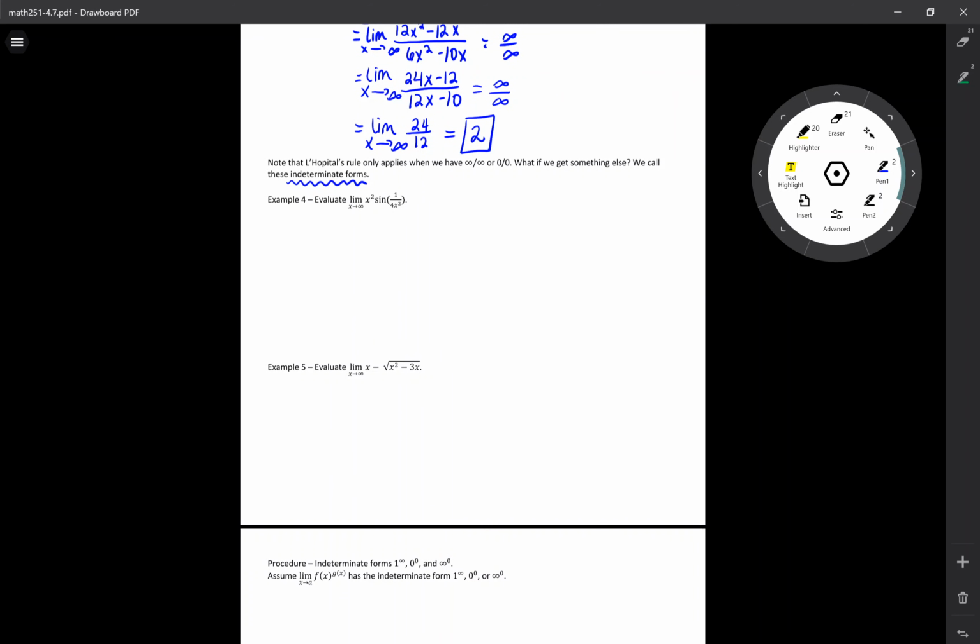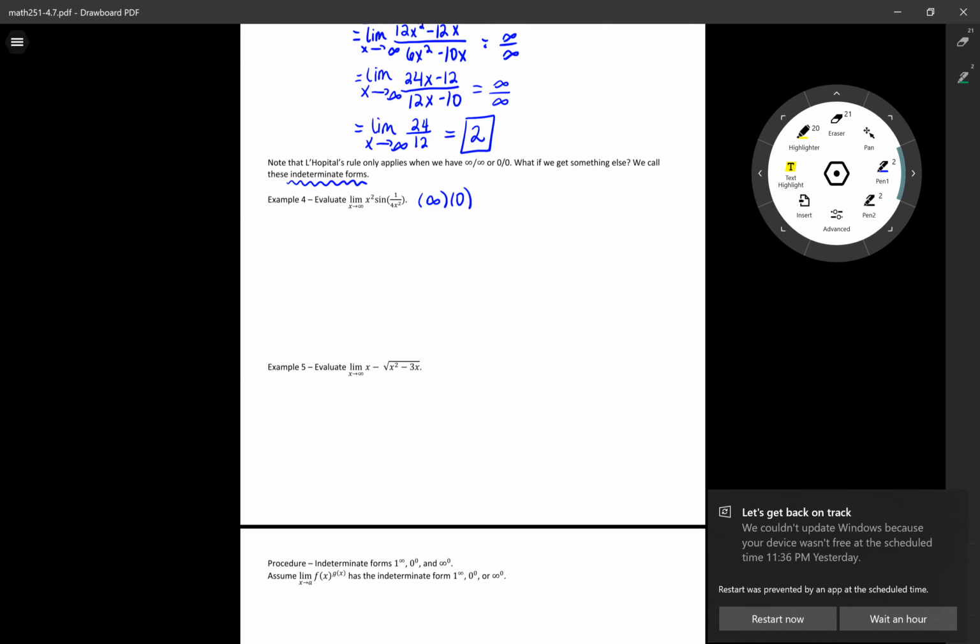So first I want to evaluate the limit as x goes to infinity of x squared times sine of 1 divided by 4x squared. So if I were to plug in x equals infinity here, I would get x squared is equal to infinity, and then I would get sine of 1 over infinity, which I would define to be 0, so sine of 0, and sine of 0 is 0. So I get infinity times 0, and this does not allow me to use L'Hopital's rule yet, but I can get to a point where I can use L'Hopital's rule.